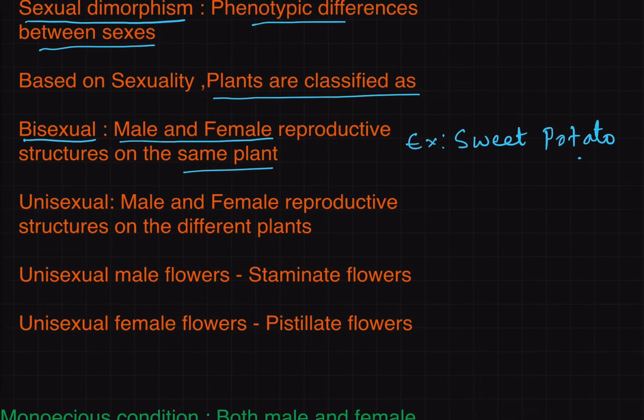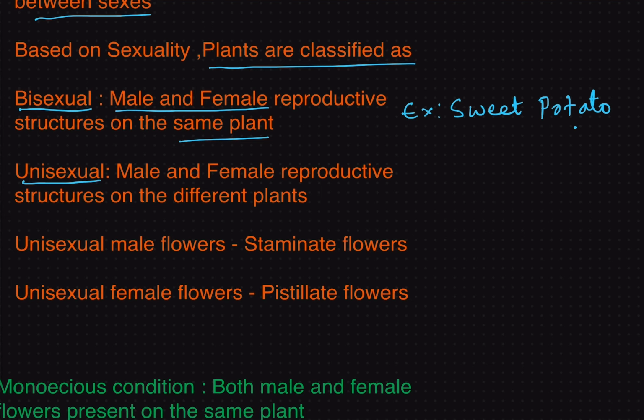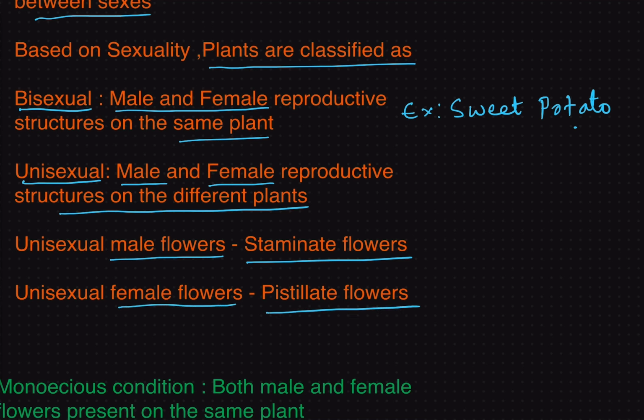Now, unisexual. In unisexuals, the male and female reproductive structures are present on different plants. That means a male flower will only contain the male reproductive structure and the female flower will only contain the female reproductive structure. Flowers that carry only the male reproductive structure are called staminate flowers, and flowers that carry only the female reproductive structure are called pistillate flowers. Remember, a staminate flower is a male flower, and a pistillate flower is a female flower.